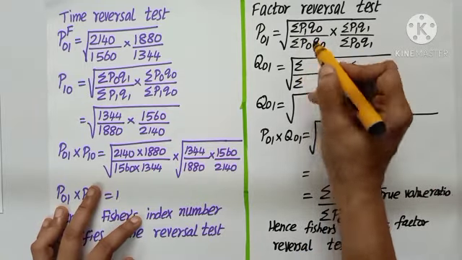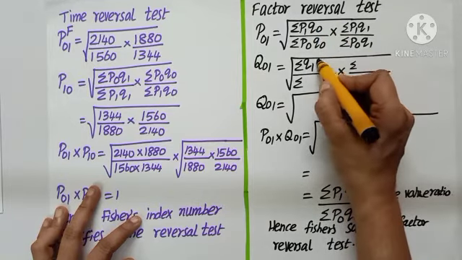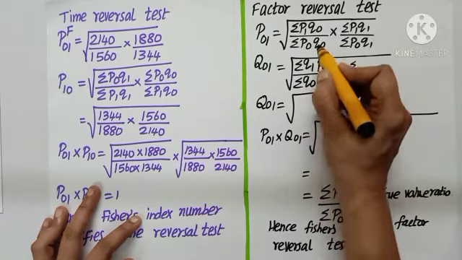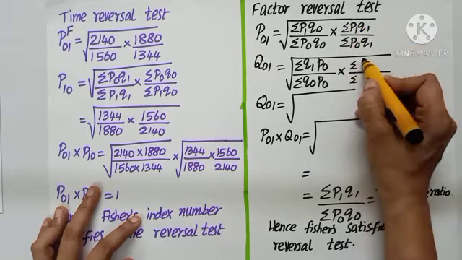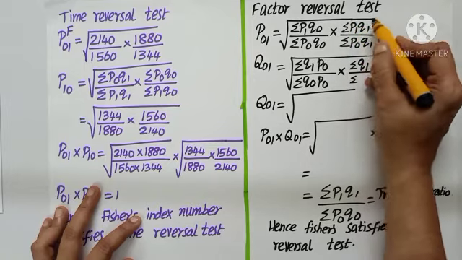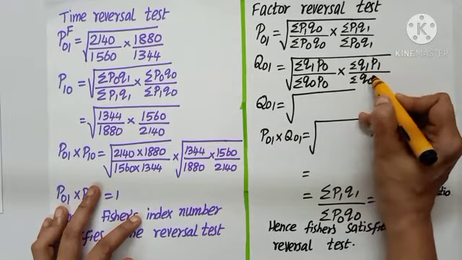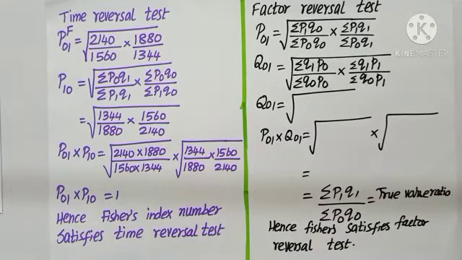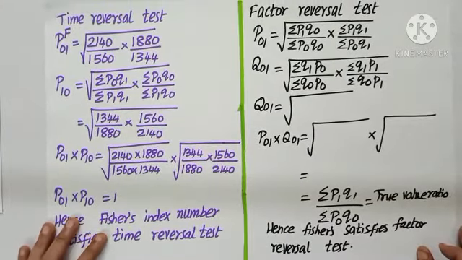So, P1, I will write Q1. Q0, I will write P0. P0, I will write Q0. Q0, I will write P0. P1 will become Q1. Q1 will become P1. P0 will become Q0. Q1 will become P1. So, we have just interchanged P and Q in the formula.